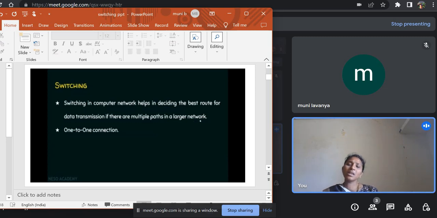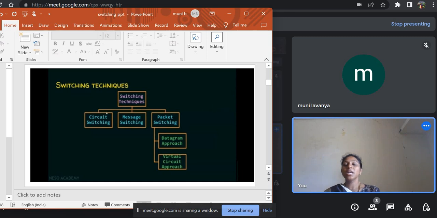The switching technique is implemented in three various methods in computer networks. The three methods are circuit switching, message switching, and packet switching. Packet switching is again divided, and it can be implemented in two methods. One is the datagram approach, and the other one is the virtual circuit approach.